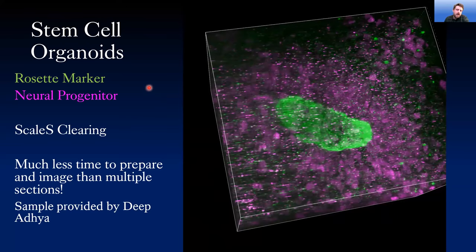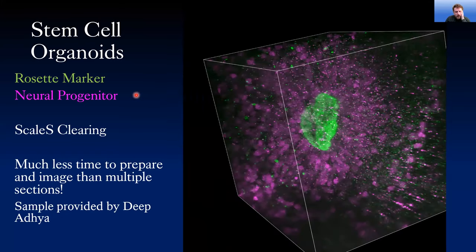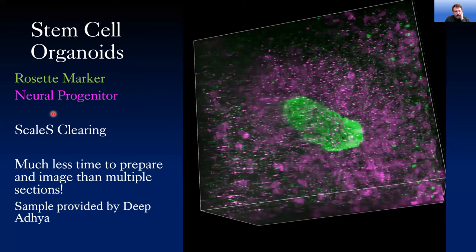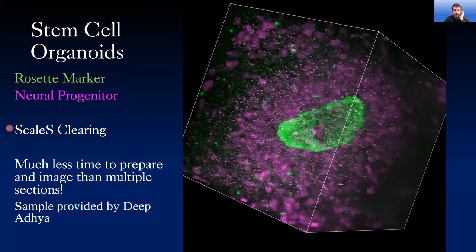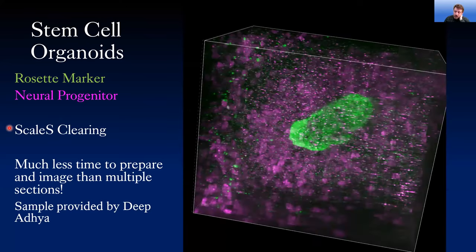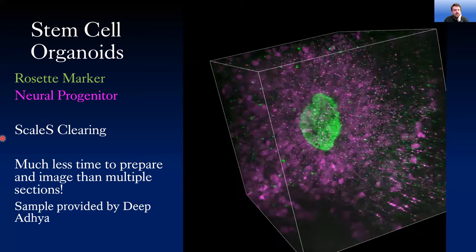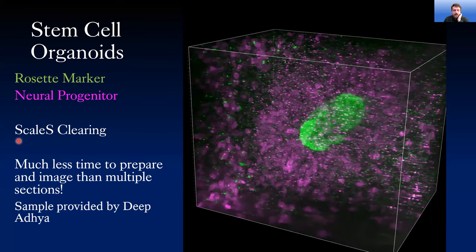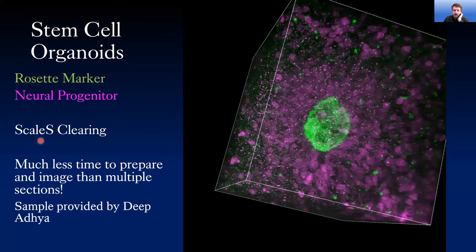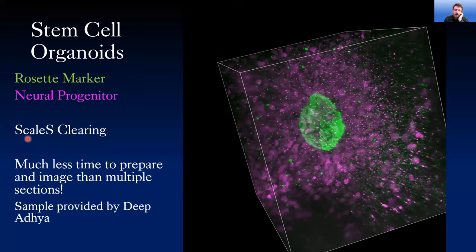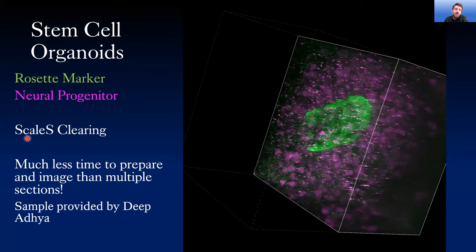I also just like to highlight the clearing technique. So this is perhaps more of a moment to discuss different clearing techniques. Scale S is an aqueous-based clearing technique that will clear your sample in a matter of hours, which compared to CLARITY is I think one or two orders of magnitude shorter, and it's relatively cheap. You probably have most of the components in your lab already, so it's relatively easy to use, and really, really cheap is another point just to mention. Some of the clearing solutions can be very expensive.